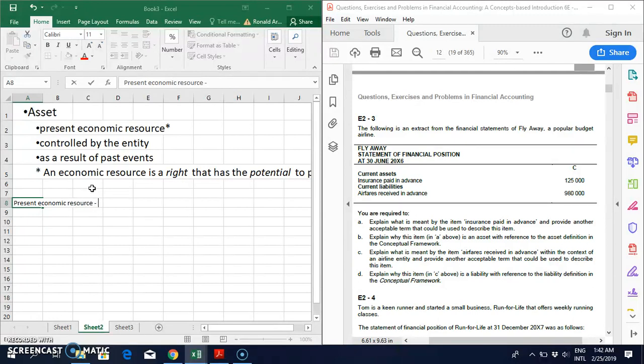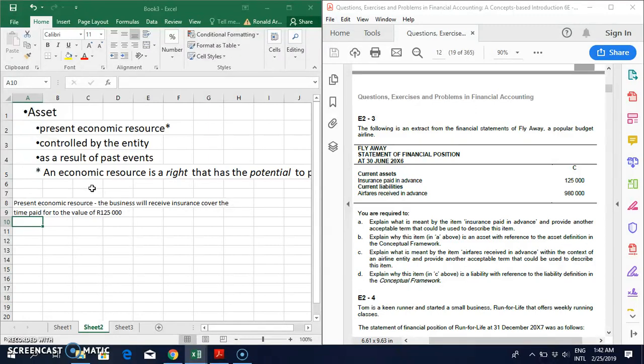And we say that the present economic resource is that the business will receive insurance cover for the time paid for, or period paid for, to the value of $925,000.